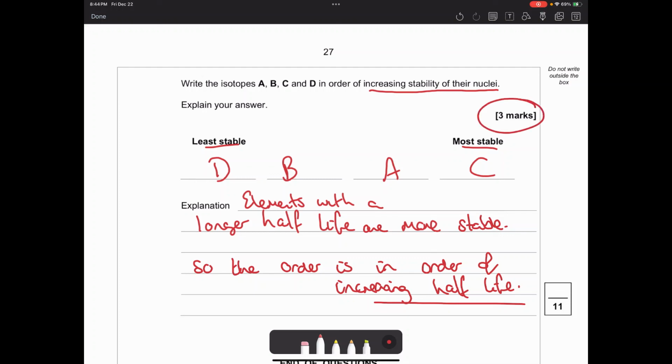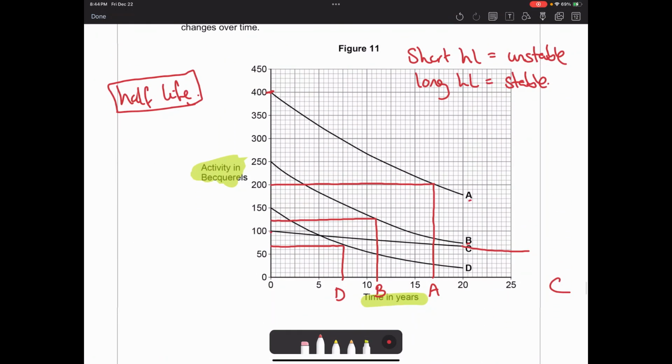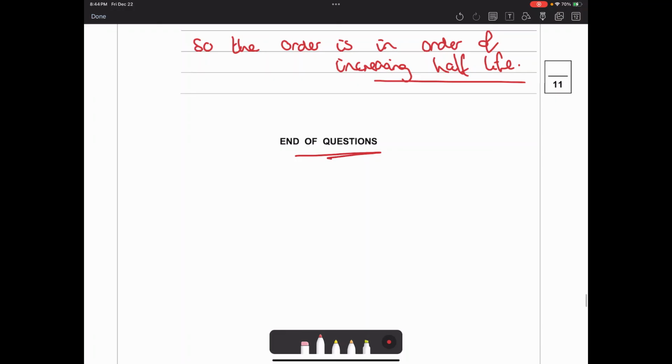Not many people actually got 3 marks on this. It's quite a hard question, but the trick is recognising, oh, I've seen this type of graph before, it's just talking about half-life. Okay, so that's the end of this paper then.